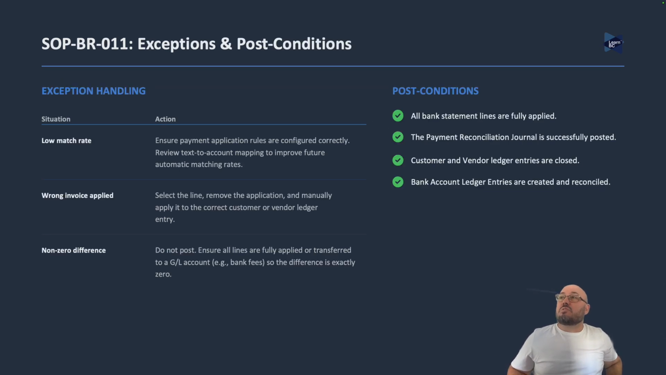So what's the exceptions? Low match rate. If it's low, you have to build the intelligence in it. So ensure payment application rules are configured correctly. Review the text to account mapping to improve future automatic mapping. The wrong invoice applied. Select the line and remove the application and manually apply it to the correct customer or vendor ledger entry. And non-zero differences we talked about.